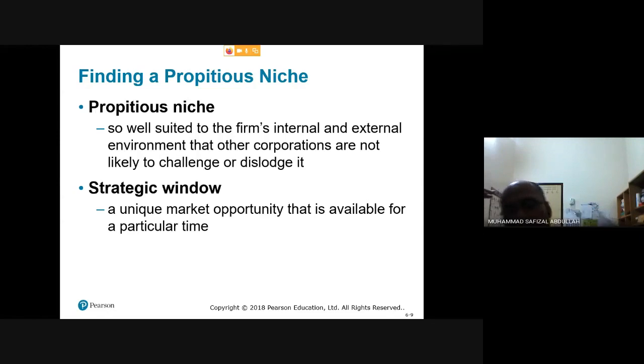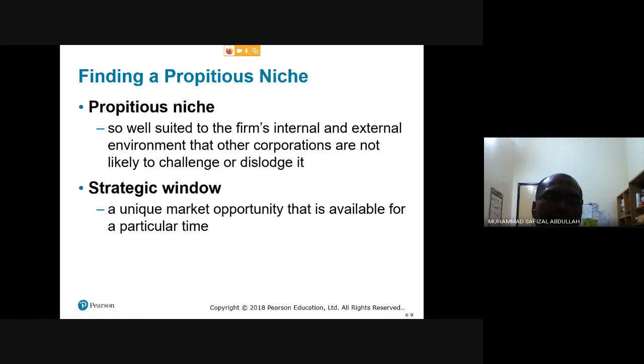Then in the propitious niche, you need to find a strategic window, a unique market opportunity that is available for a particular time. Sometimes in the propitious niche there is a very specific strategic window that happens only for a particular time. This is a unique market opportunity that is available for a particular time. This is what we call a strategic window.